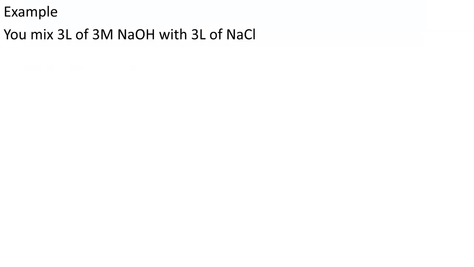Let's try another one. This one's a little tougher. You have 3 liters of 3 molar NaOH with 3 liters of MgCl. This is more typical conceptually because it requires a little bit of thinking. You know this is your V1. You know this is your M1. Here's the problem. Is 3 liters your V2? Well, if that's your V2, then what the heck are you doing? It's the same thing, right? Your V1 and V2 are the same. They can't be. It's impossible. So what happened? You have to think.